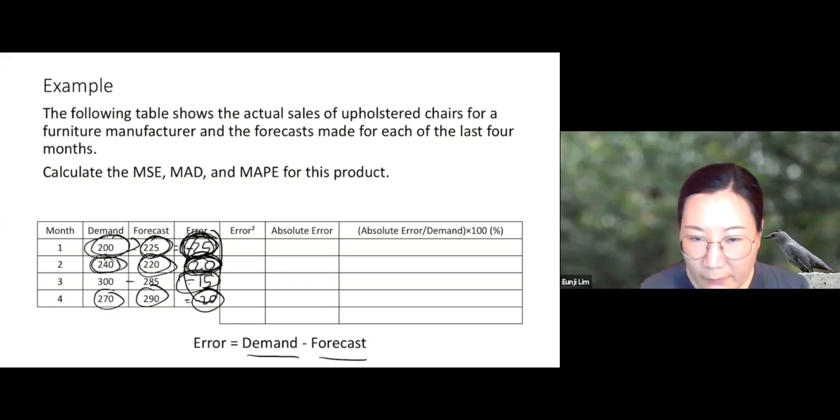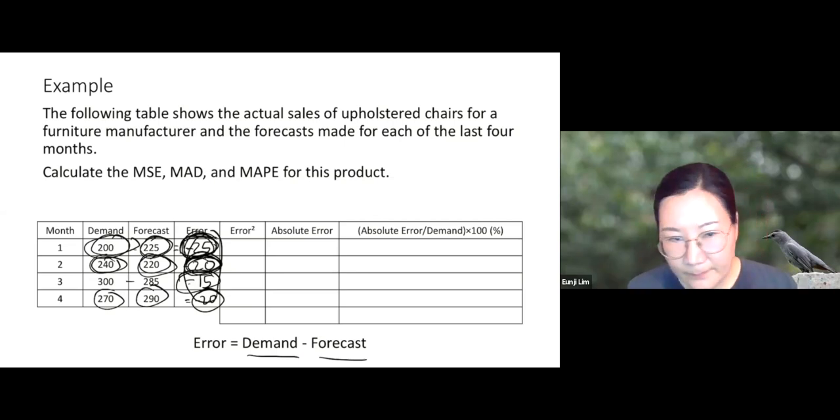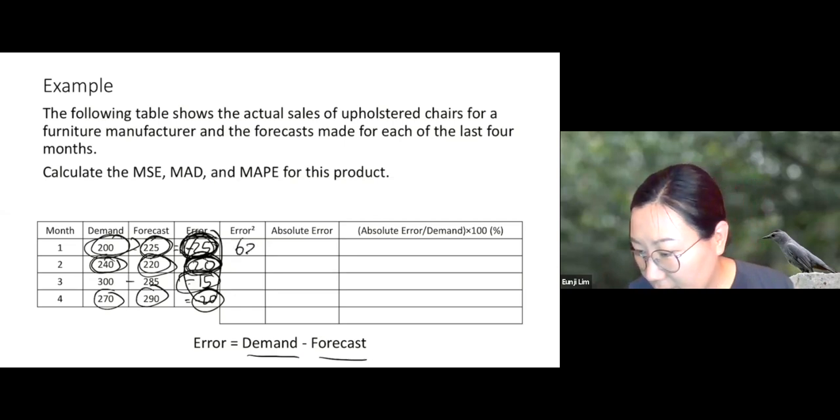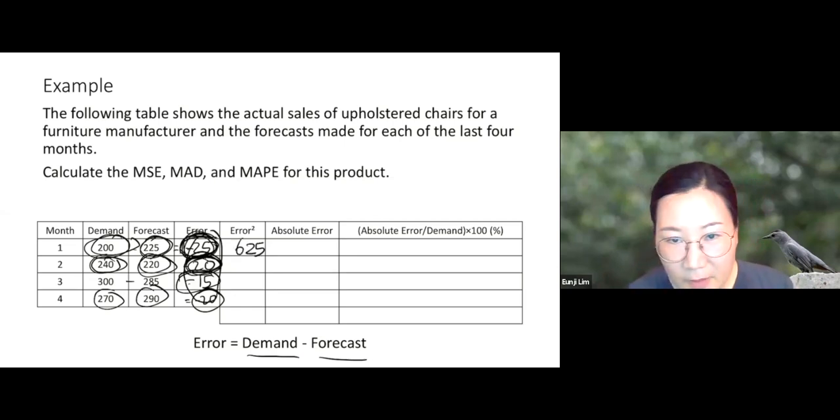So how can we drop the signs? There are a couple of ways to do this. The first one is to compute the absolute value. And the second one is to square the errors. If you square a number, the negative sign will disappear. So let's first square the errors. If you square the error negative 25, you get 625. The negative sign is gone.